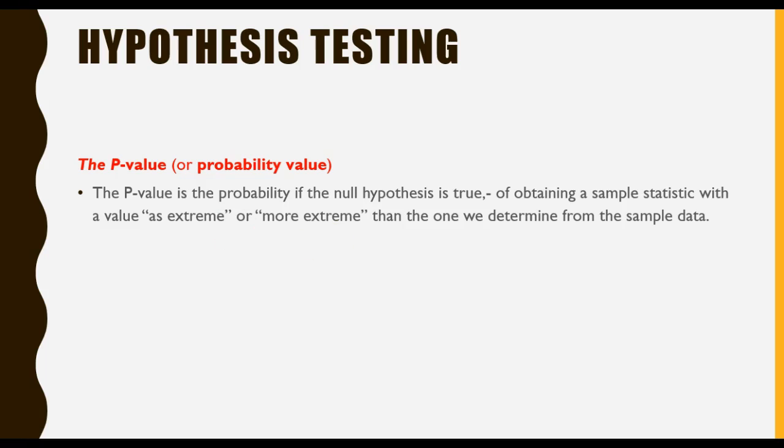Then we talk about p-values. And you will hear p-values. We will use p-values to compare. The p-value is the probability, if the null hypothesis is true, of obtaining a sample statistic with a value as extreme or more extreme than the one we determined from the sample data.